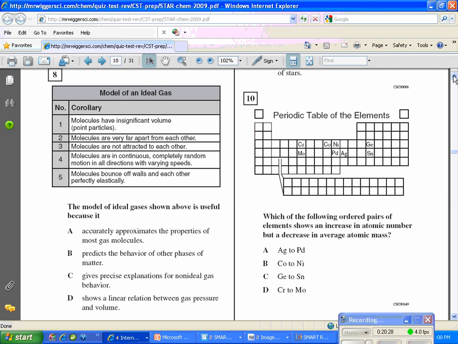Which of the following ordered pairs of elements shows an increase in atomic number but a decrease in average atomic mass? That's very weird. Okay, and the answer here was cobalt and nickel. And why is that? Look at the mass of cobalt. What is that? 58.9. And what is nickel? Not much different, is it? 58.6. But it does go down. Very, very weird. That has to do with the neutrons.